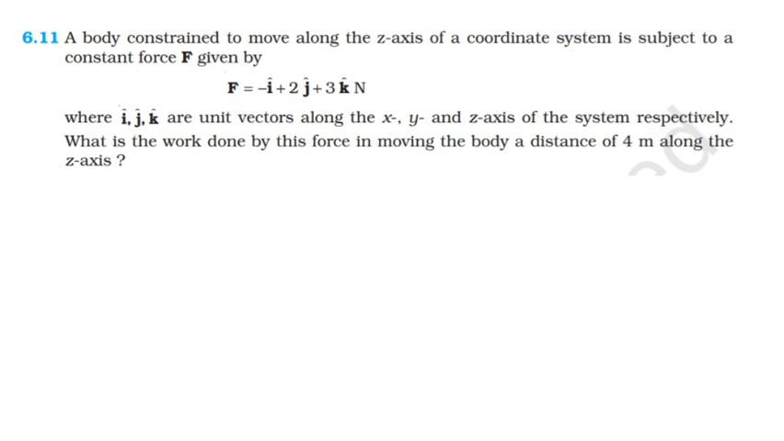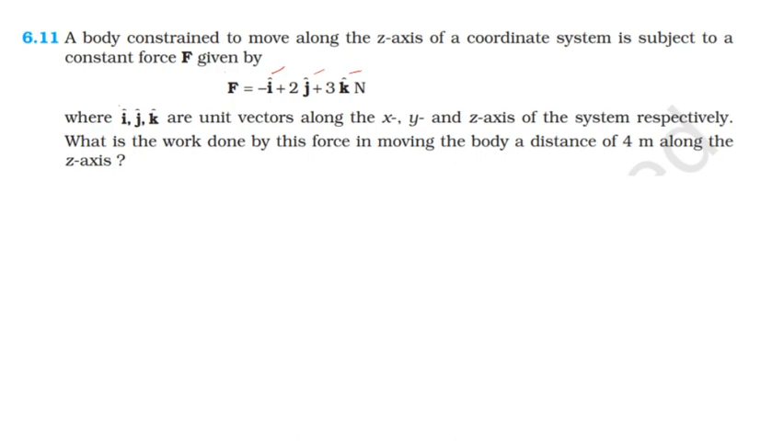Next question. A body constrained to move along z-axis of a coordinate system is subjected to a constant force F given by F equal to minus i cap plus 2j cap plus 3k cap Newton, where i, j, k are the unit vectors along x, y, z axis of the system respectively. What is the work done by the force in moving the body a distance of 4 meters along the z axis? And here the force is in terms of its unit vectors i cap, j cap, k cap.